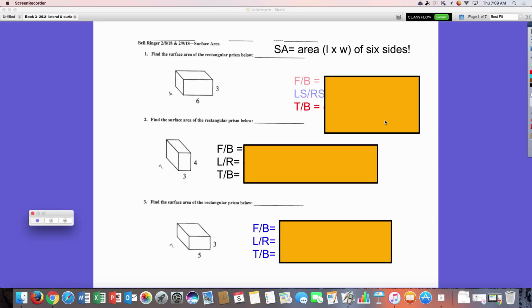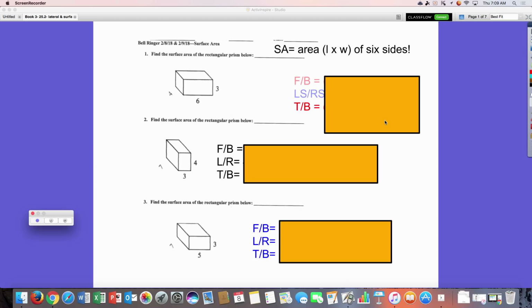Math fans, hopefully you've already completed your welcome work. I'll briefly go over that before we have our exciting lesson on lateral and surface area of cylinders. And we all know cylinders are just like pop cans. All right, let's look at the first one.